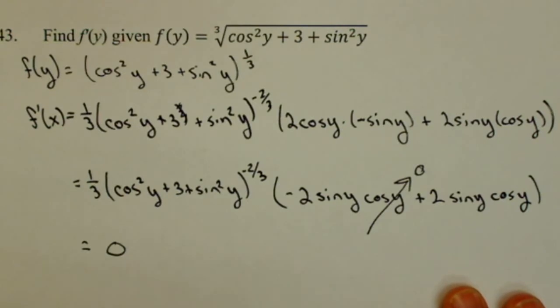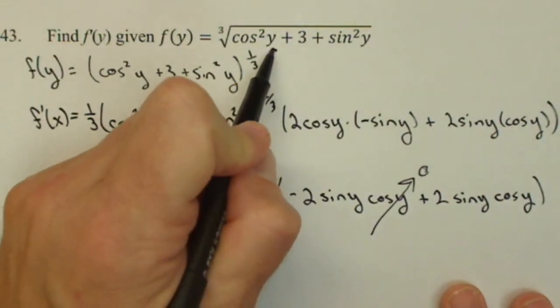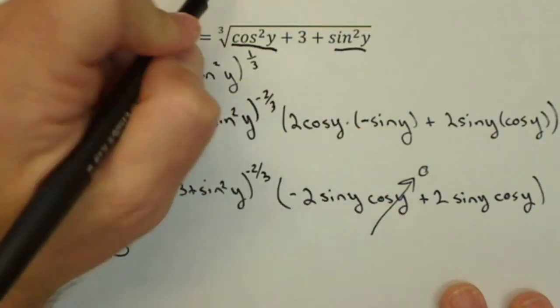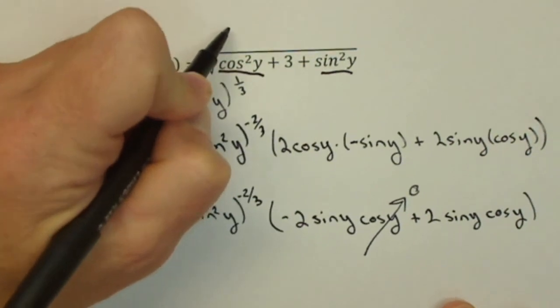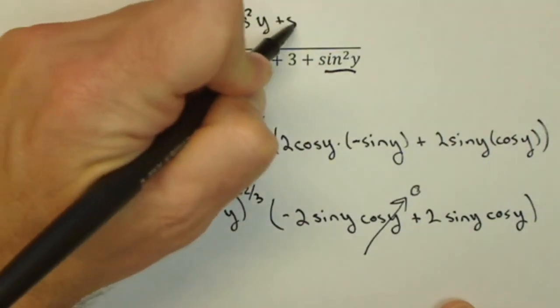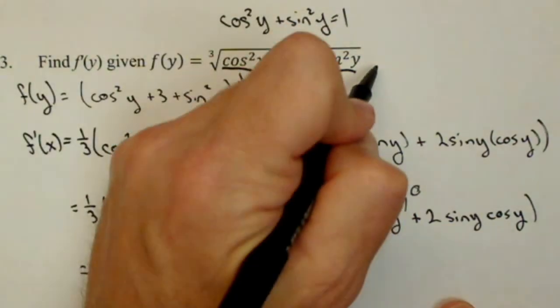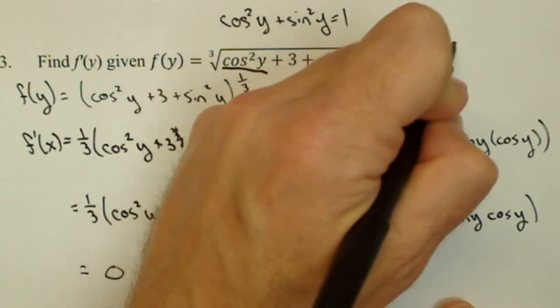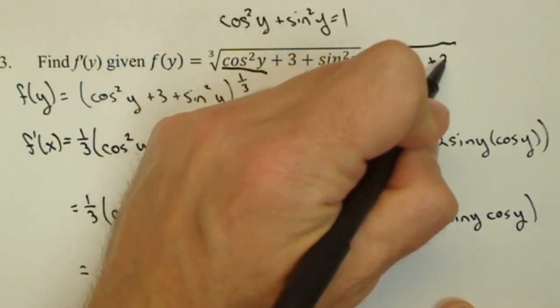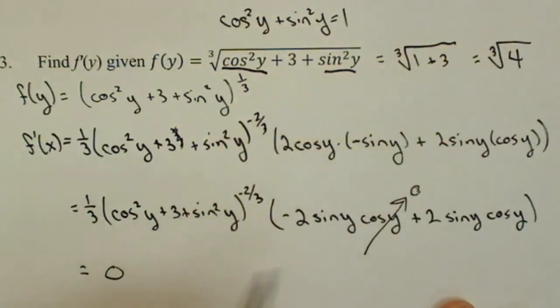Well, that's interesting. Well, this is another one where we may have been able to do some simplifying beforehand. Notice I have a cosine squared plus a sine squared. And just recall that cosine squared of y plus sine squared y, our Pythagorean identity, is equal to 1. What that would give us is the cube root of 1 plus 3, or the cube root of 4, derivative of any constant is 0. So always see if you can simplify first before taking a derivative.